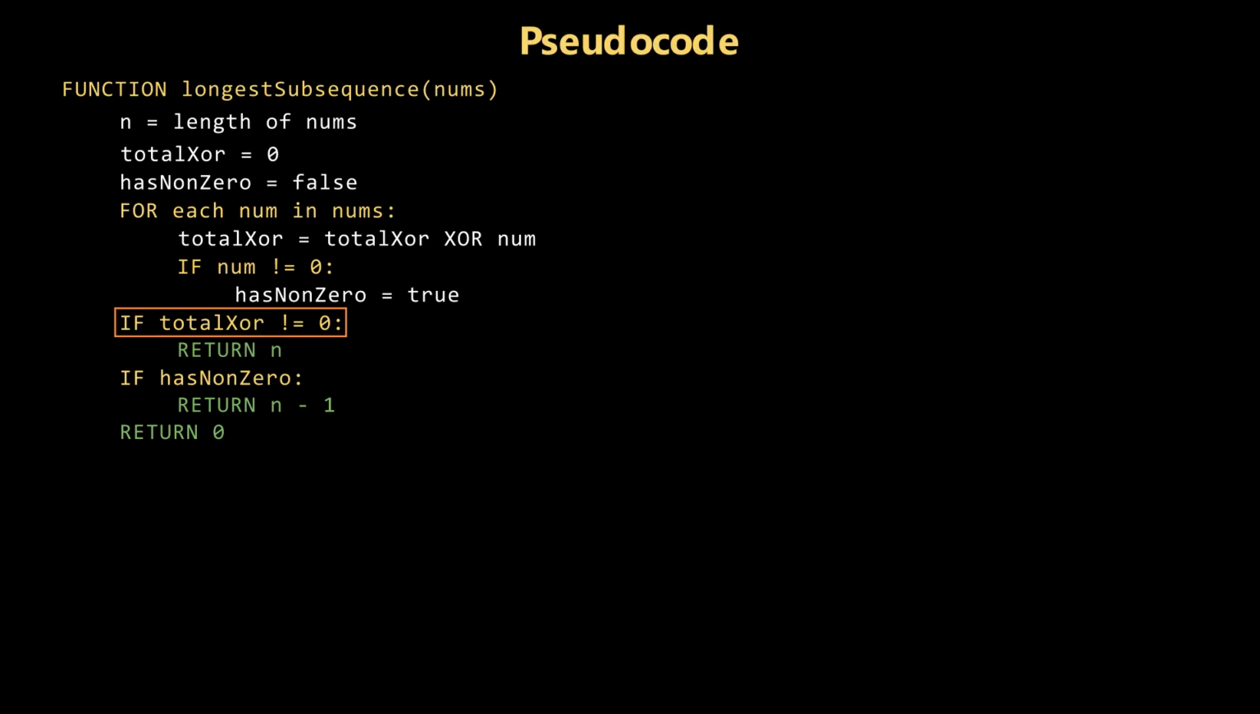After the loop, if the total XOR is non-zero, return the full length n. Else if we saw a non-zero value, return n-1. Otherwise return 0.